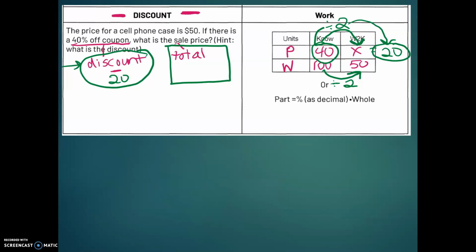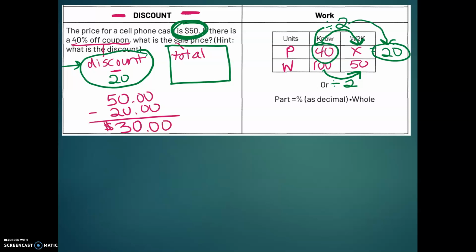So if we know it's a discount, we're subtracting $20. Well, then we have the original cost of $50. That was the original cost, and we know it's discounted 20. So we're going to go ahead and do that subtraction. So we had $50 minus $20, which would leave us a sale price of $30.